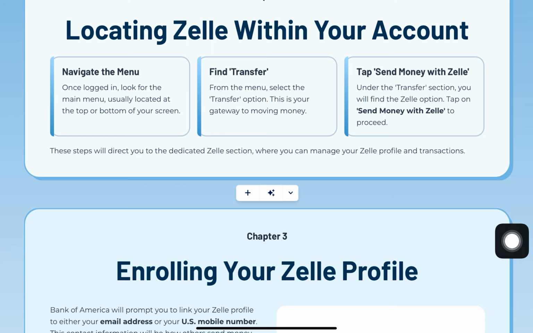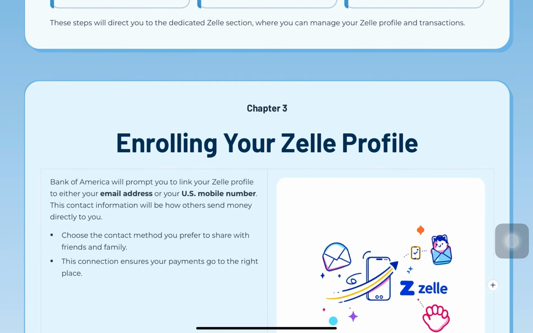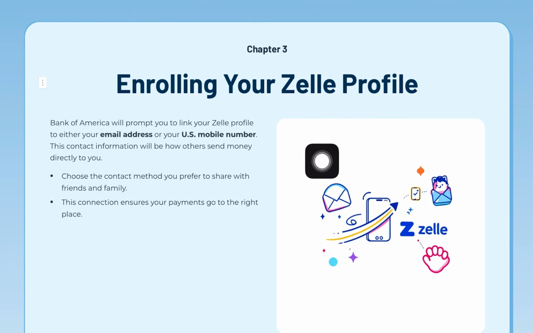Now it's time to enroll your profile. Bank of America will ask you to connect either your email address or your US mobile number. This is how people will send you money.